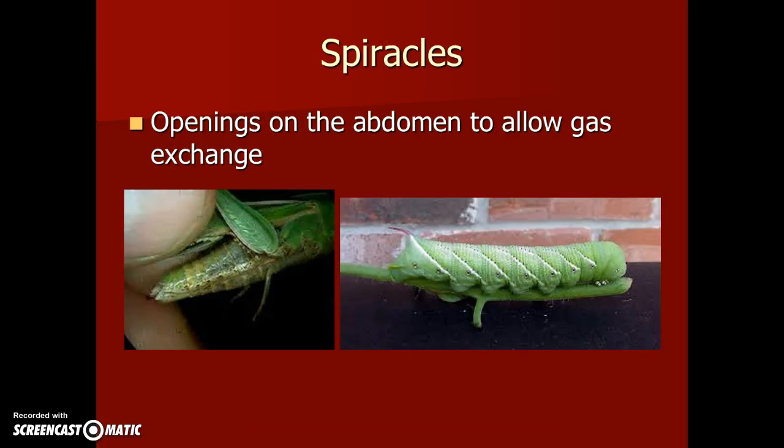Spiracles is one of those things in the abdomen that has to do with gas exchange. They're little tiny openings, and you can see them here on the grasshopper. You see these little holes. And you can see the spiracles very good on this hornworm. Those are spiracles. In other words, they let air in and out. In the case of animals, of course, we need the oxygen and we let out carbon dioxide.